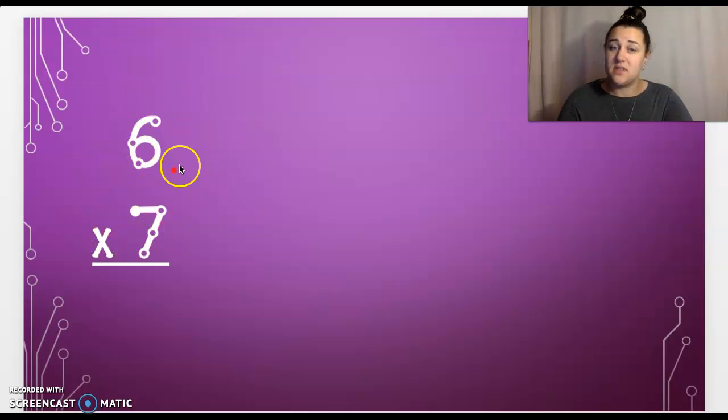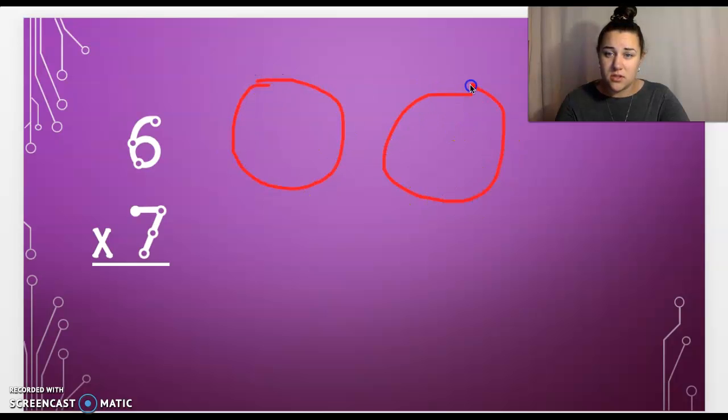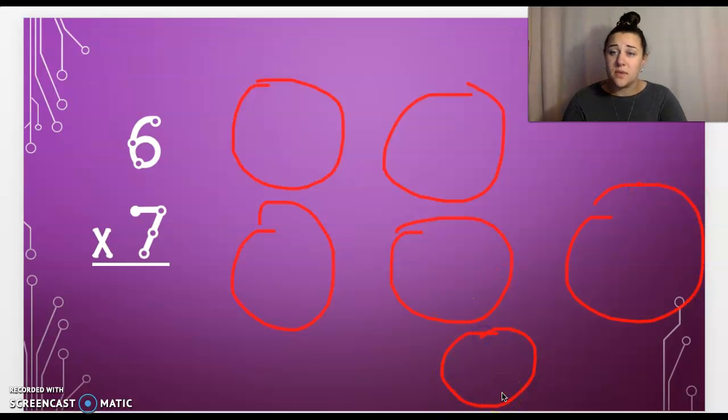So my first number tells me how many equal groups I am going to need. So how many groups do I need, friends? 6. Awesome job. So I'm going to make my 6 groups. 1, 2, 3, 4, 5, 6. Awesome. So the first number told me how many groups I needed, which was 6. Now, how many do I put in each group? My second number tells me that one.